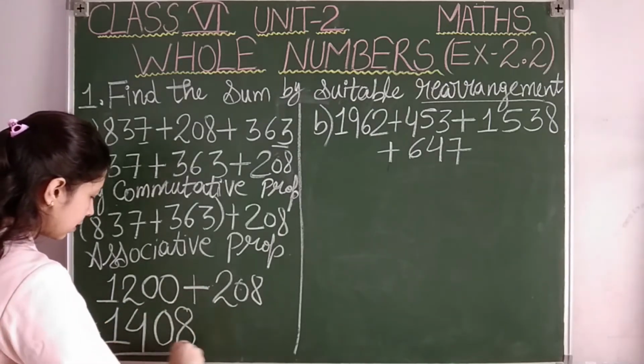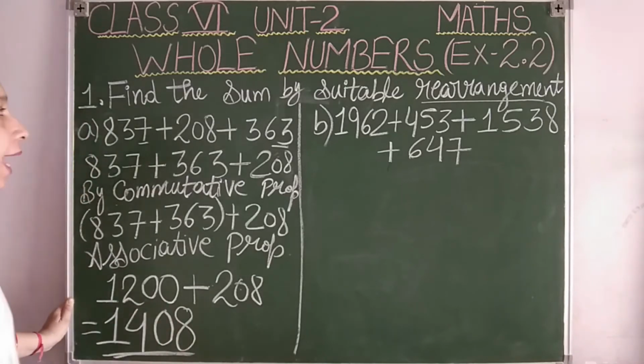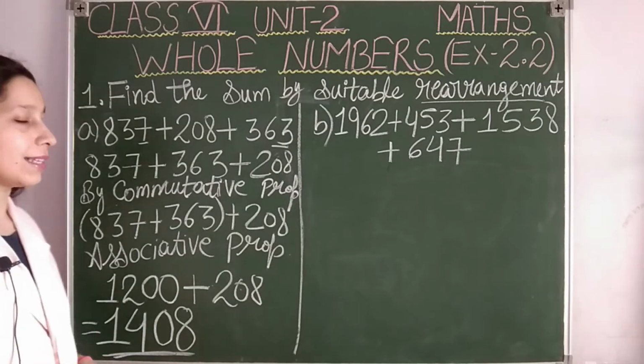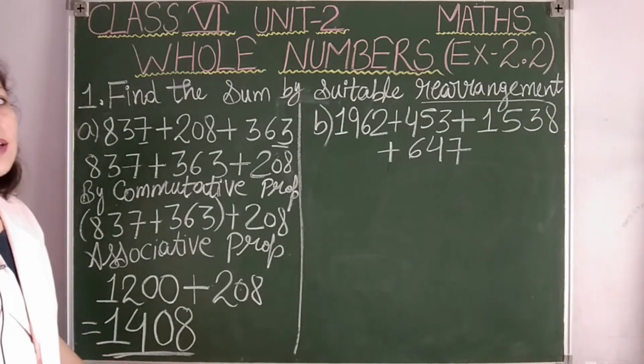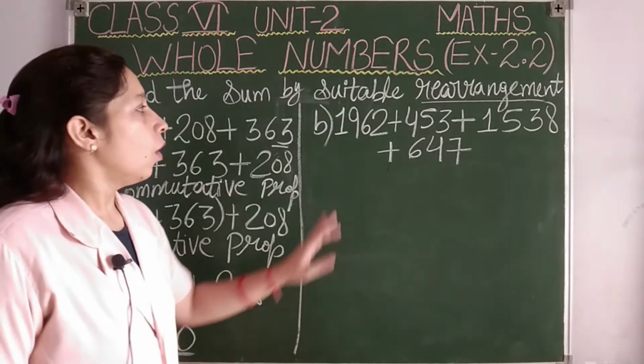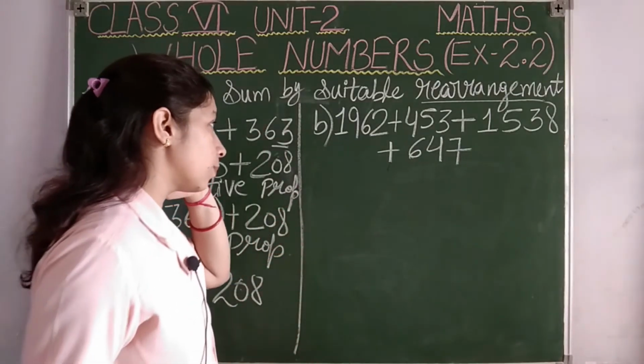See, we got our answer. It is 1408. So these three numbers simply we have added and we got the answer as 1408. Clear, students? So here we have rearranged the numbers like this and we got the answer. Okay, second point also, let's see, students.